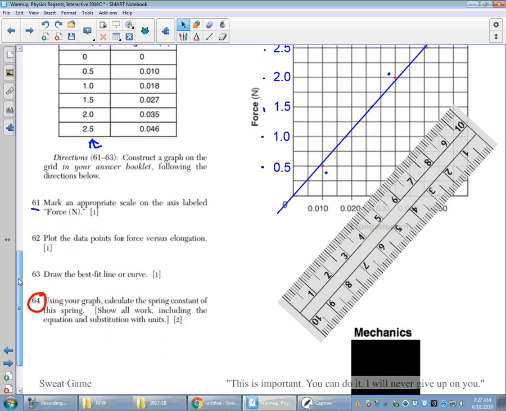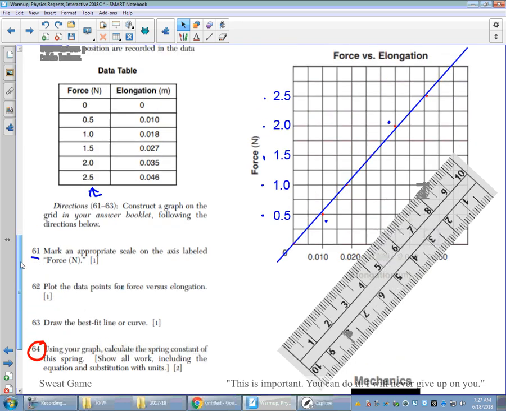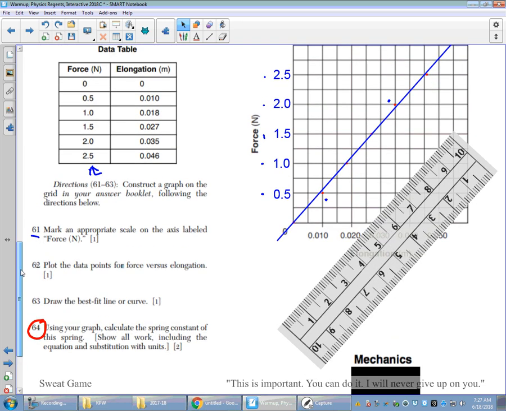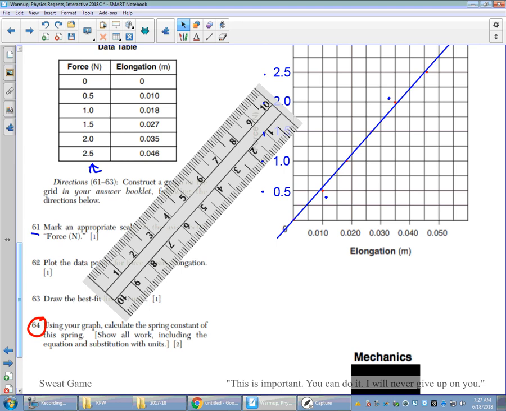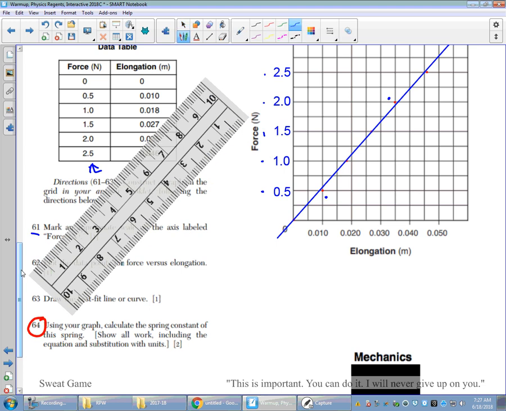We'll talk about doing the slope in a minute, but quick answer here in terms of how to deal with the slope. Well, they didn't actually say the word slope in question 64. They say calculate the spring constant. And so one of your jobs is to say, well, how do I get spring constant from a force versus elongation graph? One of the first things to do, of course, is say force is Y and elongation is X. So how do those two combine to give us spring constant?